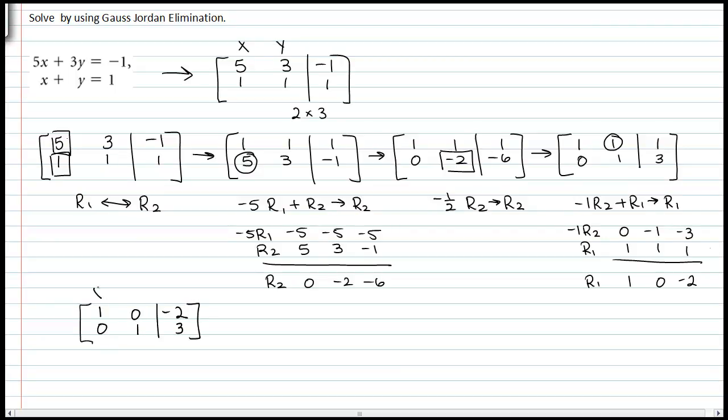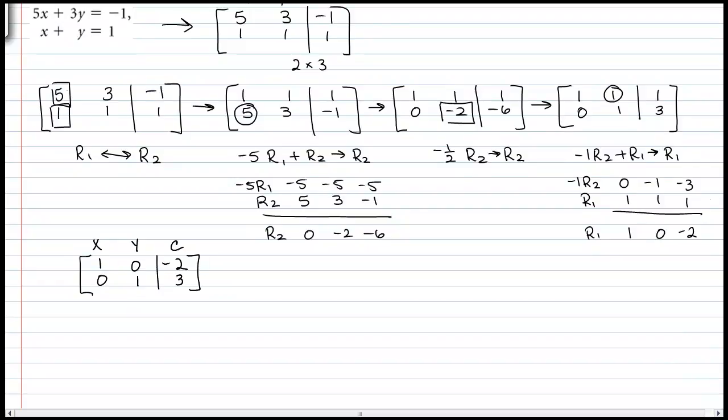Remember, the first column represents the x, the second column represents the y, and the last column represents the constant. If I write this back in equation form, that gives you 1x plus 0y is equal to -2, and 0x plus 1y is equal to +3. With that said, that means that x is equal to -2 and y is equal to +3. The first number in the constant column represents the x. The second number in the constant column represents the y.